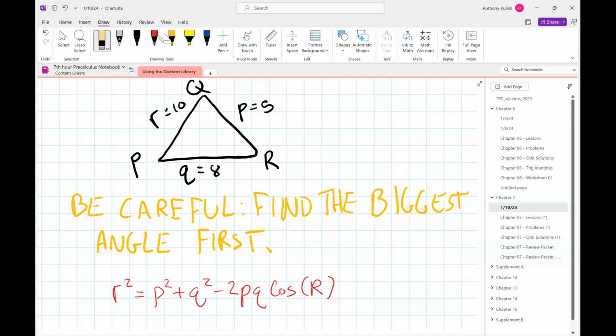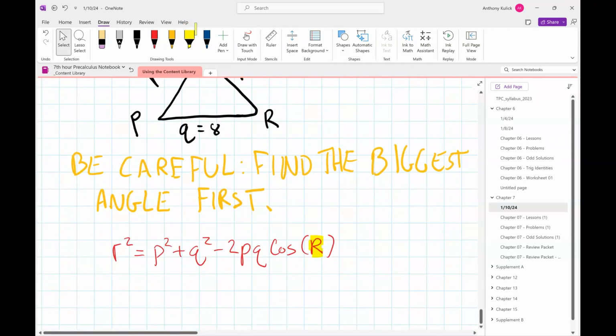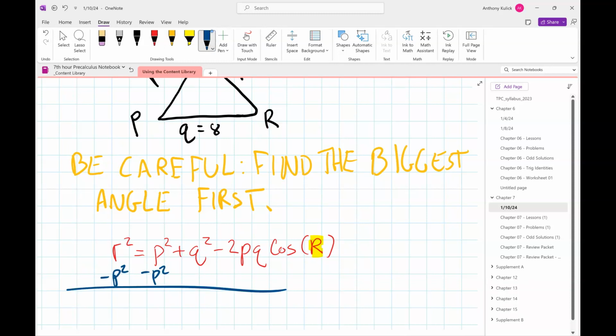Because what I want is to get that angle R by itself. So I'm going to solve this equation for r with the letters in it first, and then plug the numbers in after I've got the r by itself. I'll start by subtracting p squared from both sides. So I'm going to have r squared minus p squared equals q squared minus 2pq cosine r.